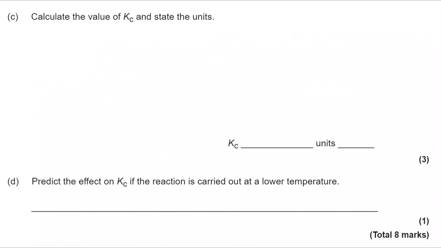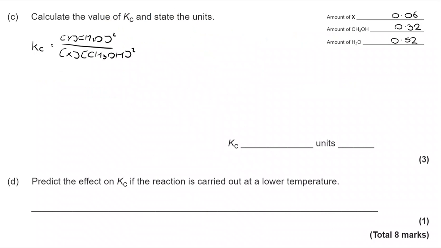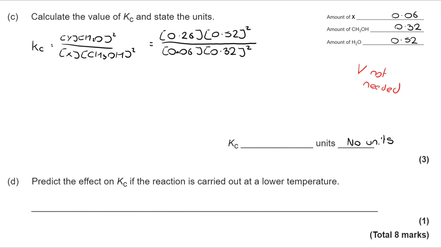Moving on to part C, calculating the value of Kc and stating the units. Now, I've brought a little bit of information over again. You would have access to this in your paper. I've brought over the amounts so that you can see where they are coming from. And I'm going to substitute those figures in to the expression for Kc that I've also transferred over. Now, you'll notice I've put the number of moles in.